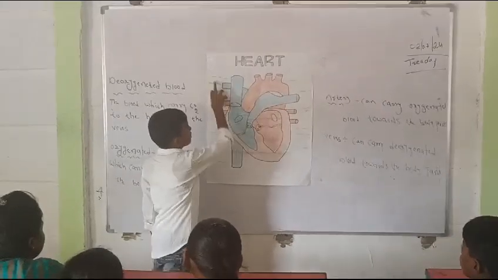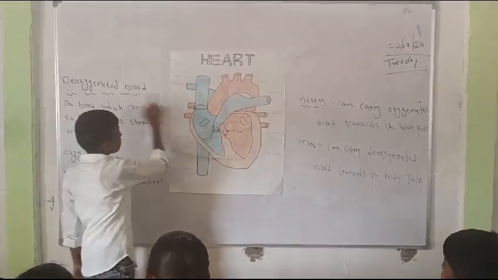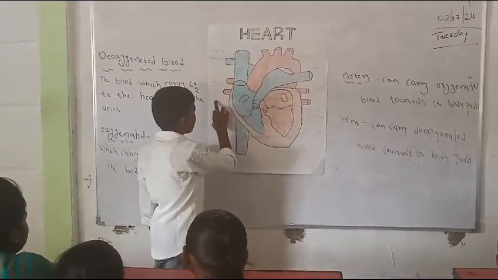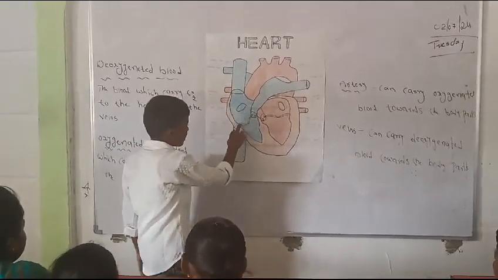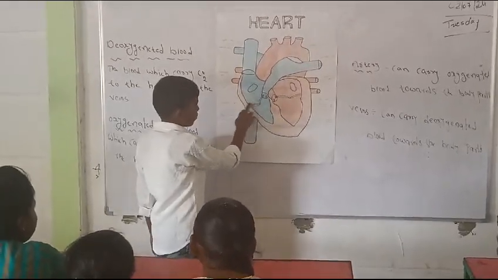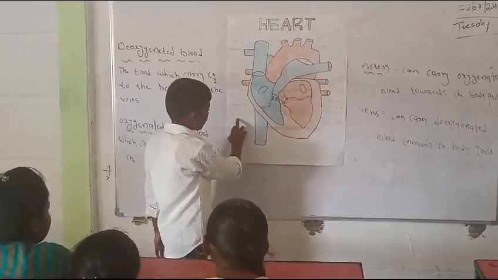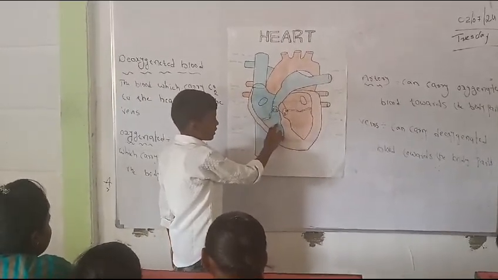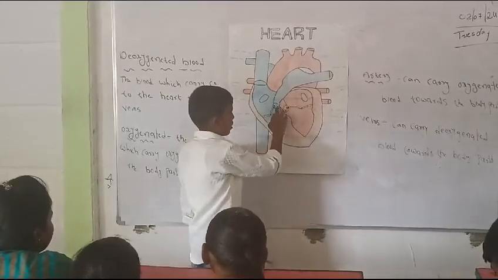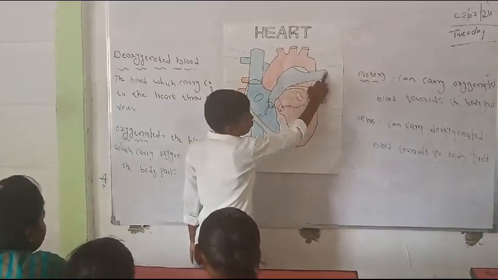This is the heart. Deoxygenated blood enters into the superior vena cava. After that, it moves to the right auricle. With the help of the right auricle, it moves to the bicuspid valve, and then moves into the right ventricle. After this the valve is closed. After that, the deoxygenated blood moves to the pulmonary artery.